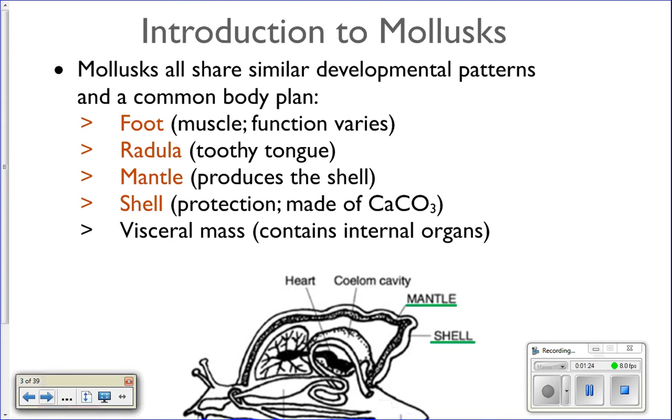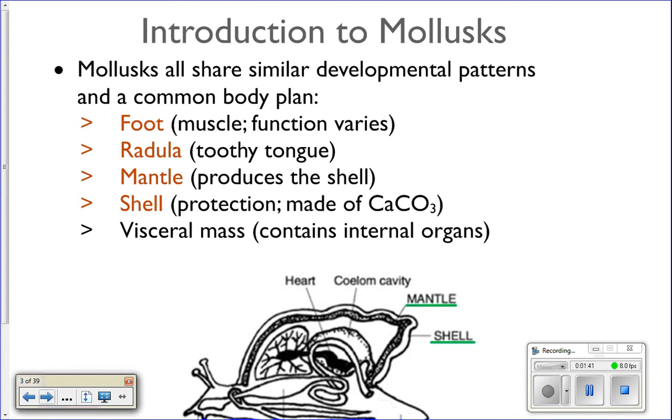They've got the radula, which is like a toothy tongue that they'll use to eat. They've got the mantle, which will secrete the shell and also cover the internal organs. And then the shell is for protection. And then the visceral mass is the place where all of the organs are, the internal organs.